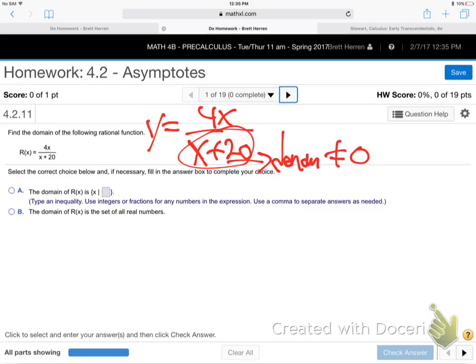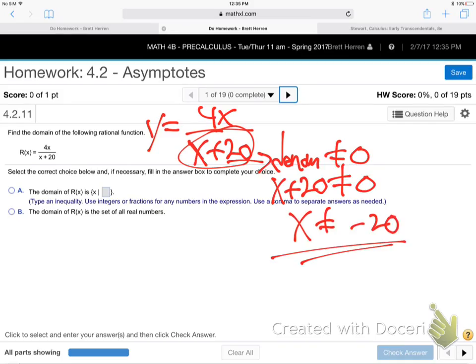Right, so we say denominator, you cannot be 0. We don't care about the numerator. You can do anything you want, numerator. So that means x cannot be negative 20, huh? So the domain is anything except negative 20. It says type an inequality. I wonder how you can type.